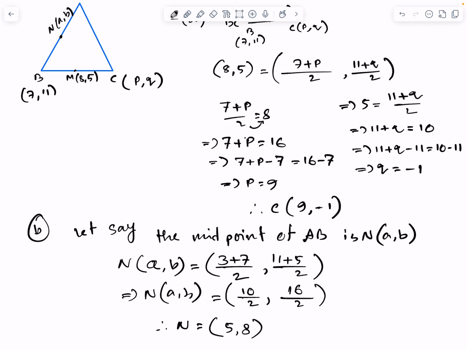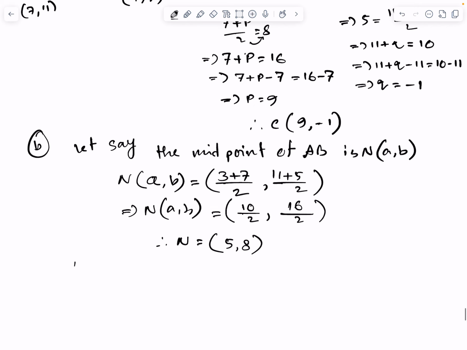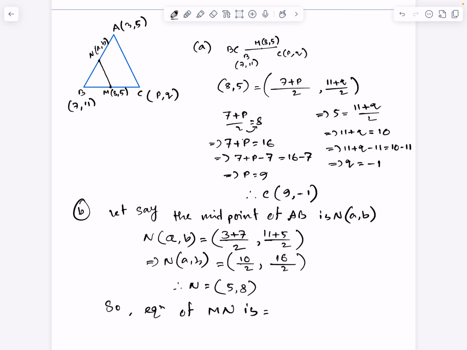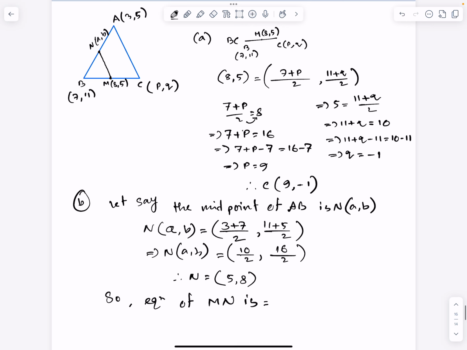Now they're asking us to find the equation of the straight line joining the midpoints. We had midpoint M, we got midpoint N, and we have to find the equation of MN. Before finding the equation of MN, we are going to get the formula. What's the formula? Here, M and N, how many points are there? There are 2 points.